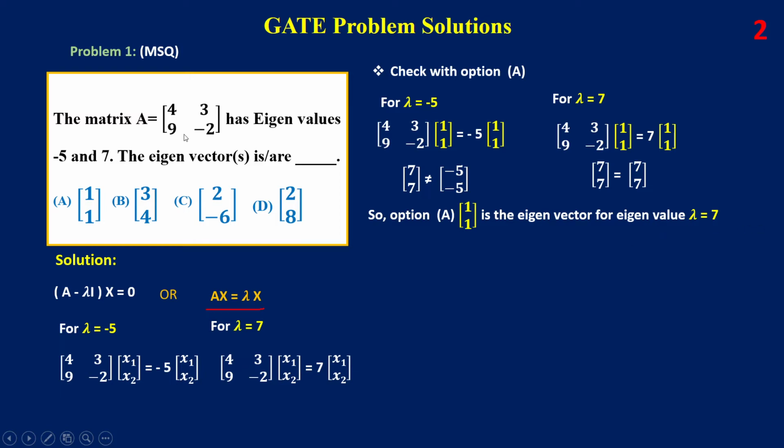Here a 2 cross 2 matrix is given, so there will be 2 eigenvectors. We have already found one eigenvector, which has the elements 1, 1. Option A is the correct one.